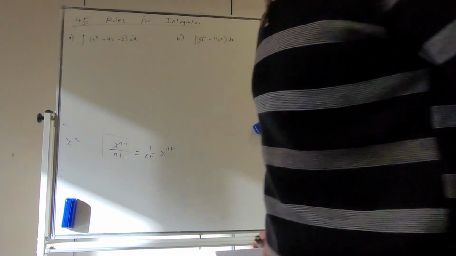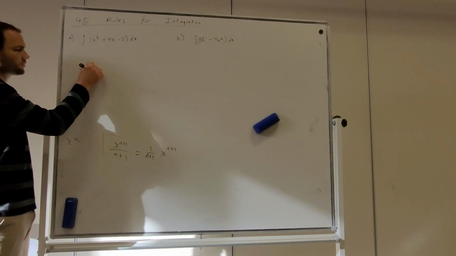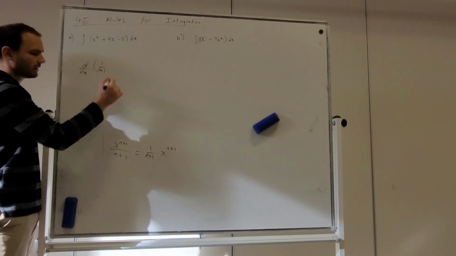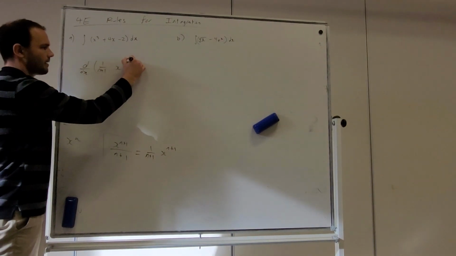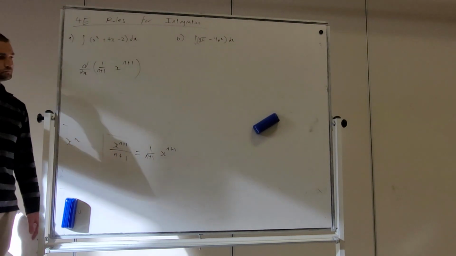Okay, so let's prove it. What we're trying to do is differentiate this function here, 1 on n plus 1 times x to the power of n plus 1, right? We're trying to differentiate it to prove that rule of integration.